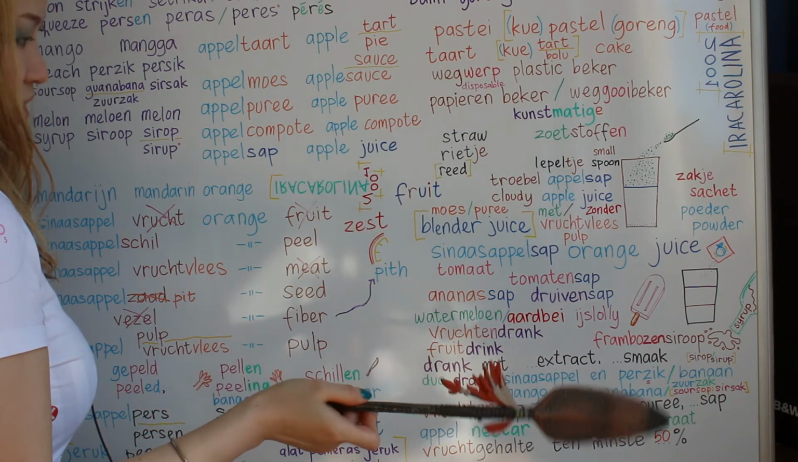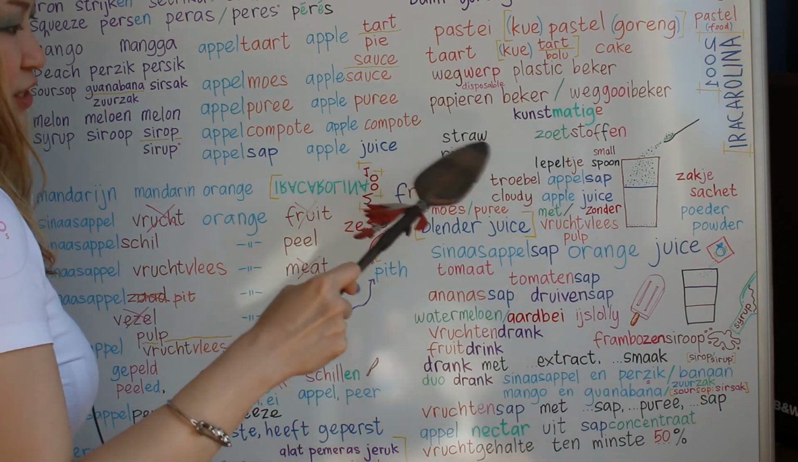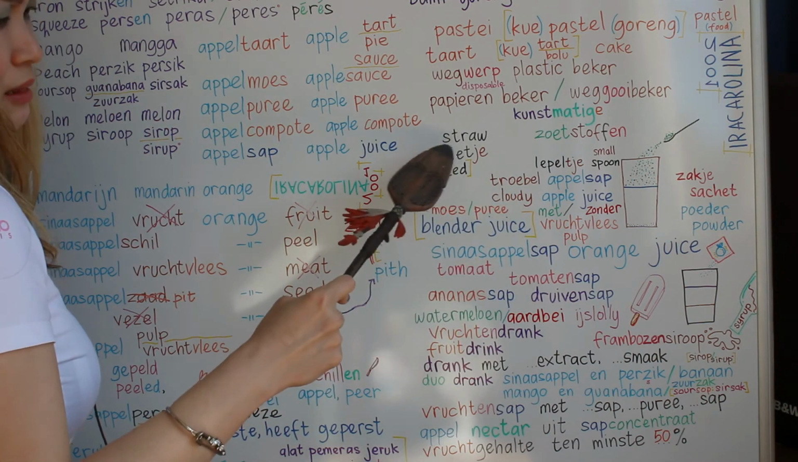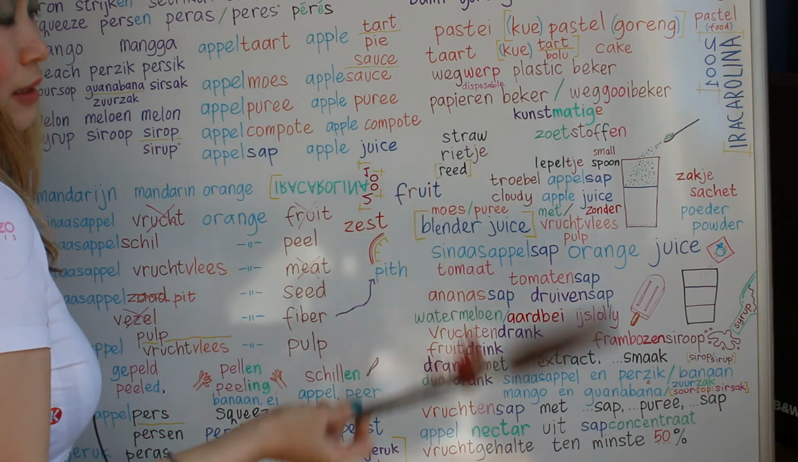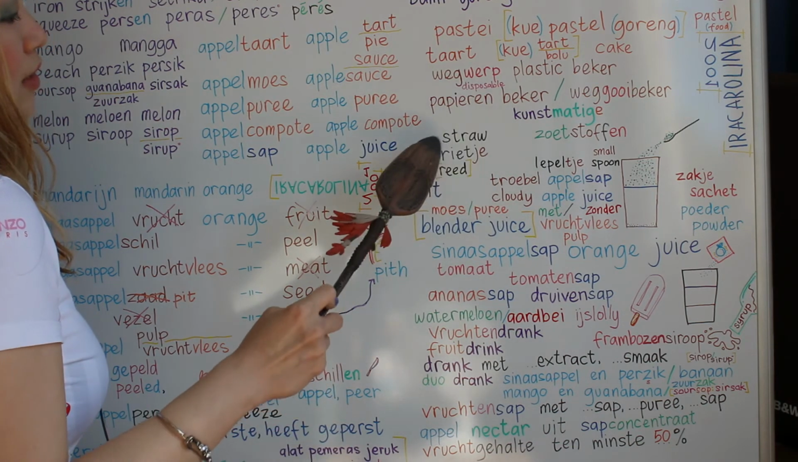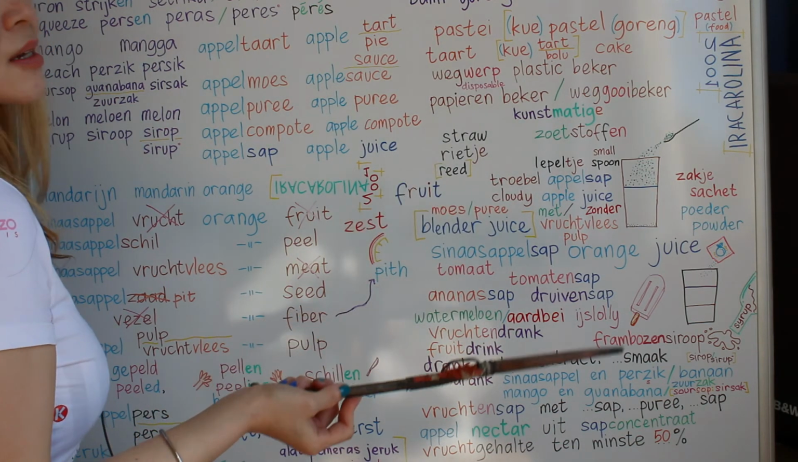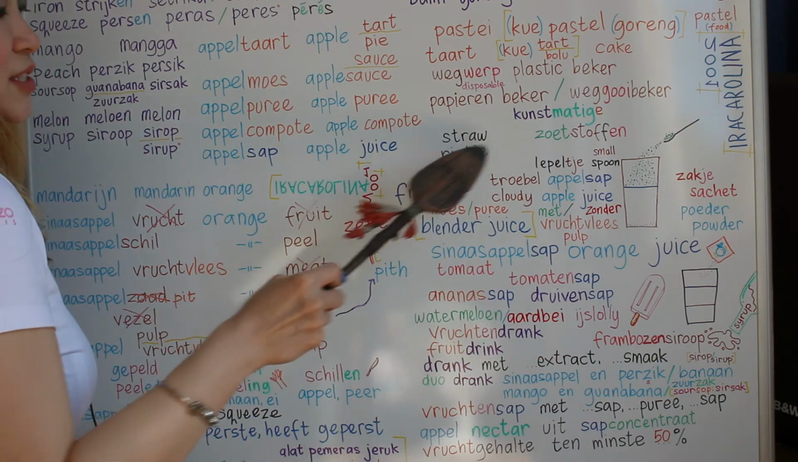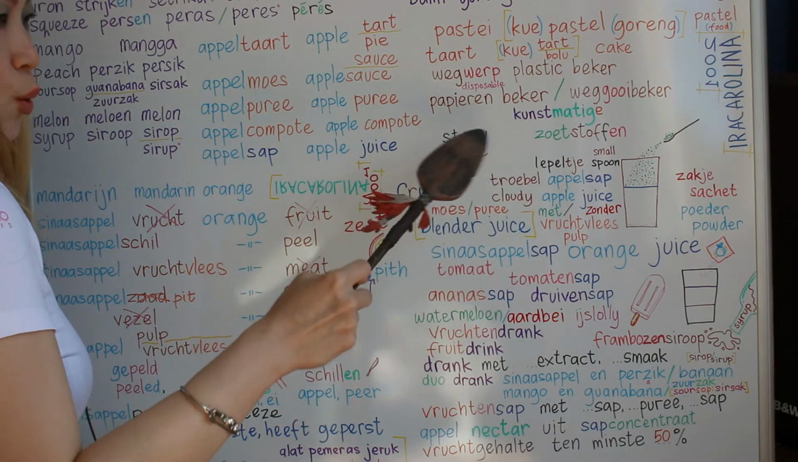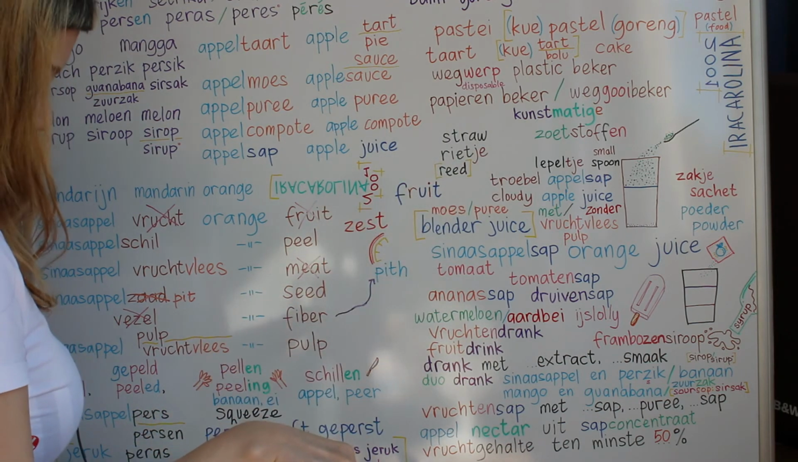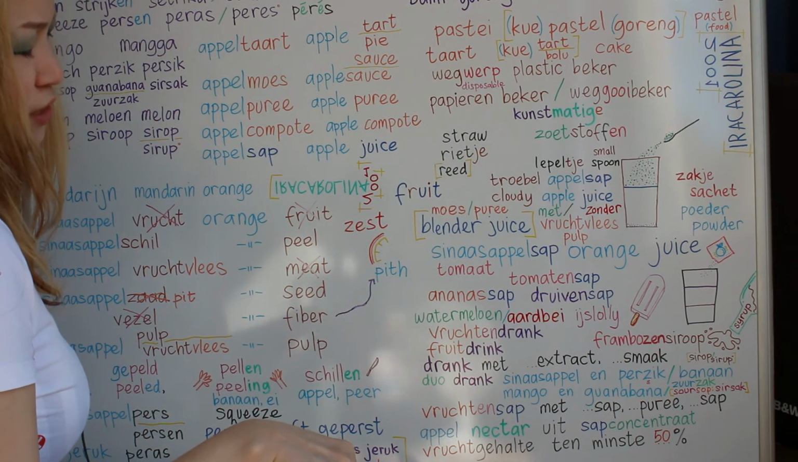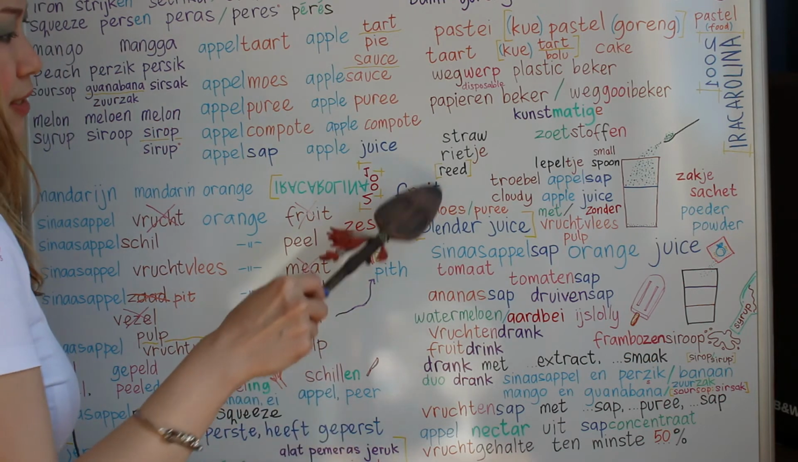Straw in Dutch is rietje. Riet is the plant, reed in English, in Dutch riet, but it's a small one, rietje. So, straw in Dutch, rietje. A version of small reed.